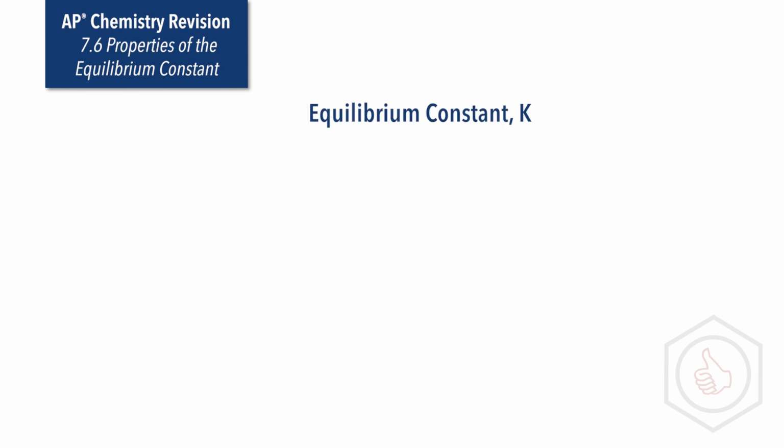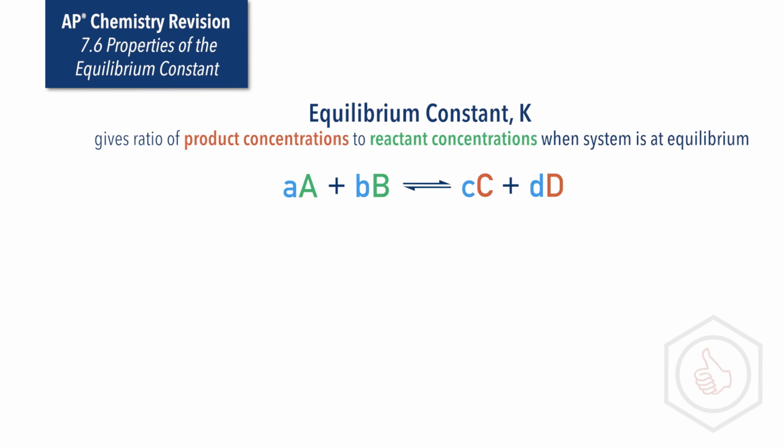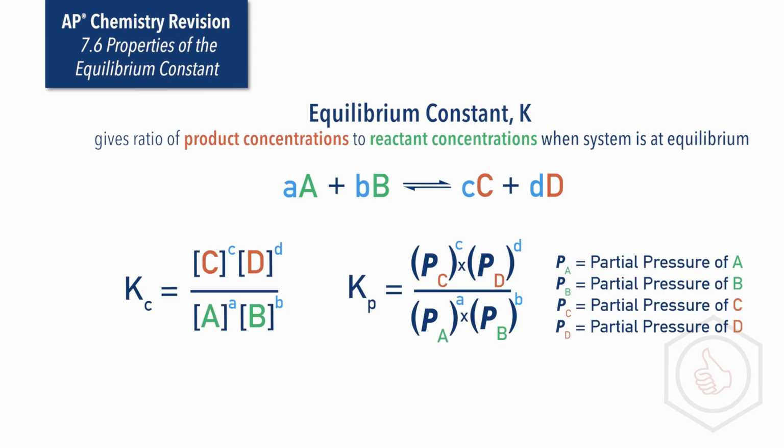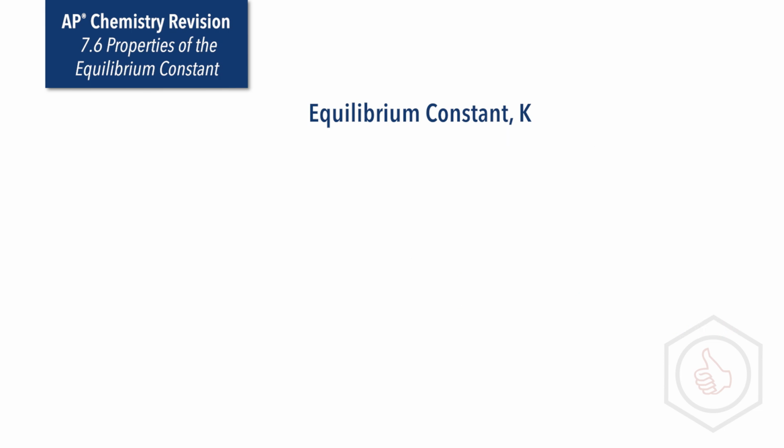The equilibrium constant K is a value that indicates the ratio of product amounts to reactant amounts in an equilibrium system, Kc referring to concentrations and Kp referring to partial pressures. You need to know some basic rules for how K changes with certain manipulations. For example, reversing the reaction. If a reaction is written in the reverse direction, the equilibrium constant becomes the reciprocal.